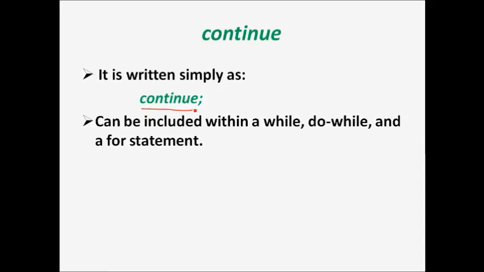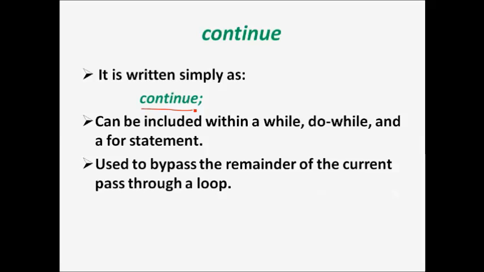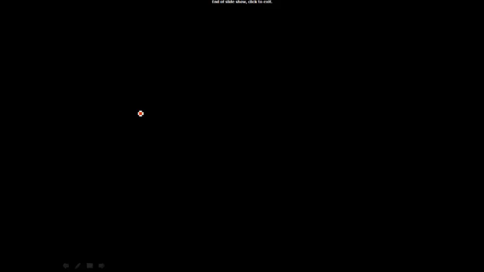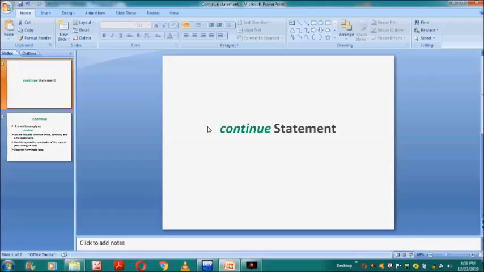Now, this continue statement can be included within a while loop, a do while loop, and a for statement. And this continue statement is used to bypass the remainder of the current pass through a loop. It does not terminate the loop. You will understand it very well when you write a program using the continue statement. So now we are going to write a program using this continue statement.